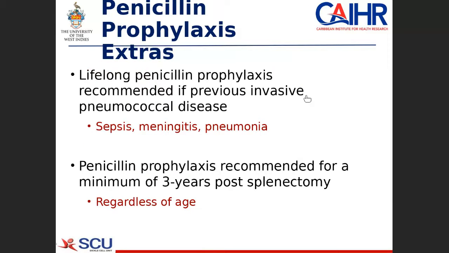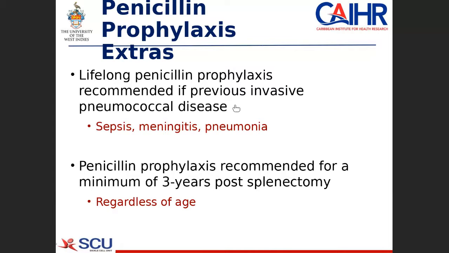For persons who have had documented pneumococcal sepsis, meningitis, or pneumonia, it is recommended that they go on penicillin prophylaxis for life. And for those persons who have had a splenectomy, it is also recommended that they go on penicillin prophylaxis for a minimum of 3 years after the splenectomy. So these are just additional cases where penicillin prophylaxis may be prolonged.